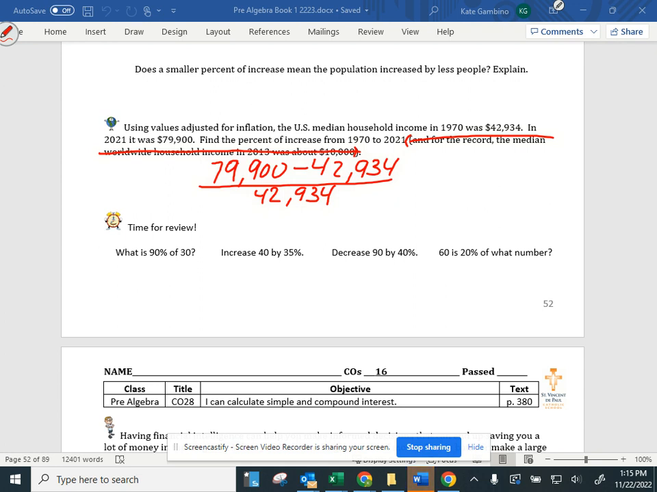I want to make sure I'm using the same numbers. It's not even close. So, did you set your problem up the same way? I set it up the same way. So then we have 79,900 minus 42,934. So you should get 36,966 divided by 42,934.